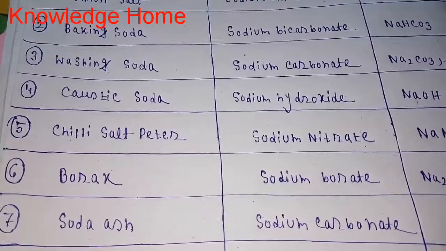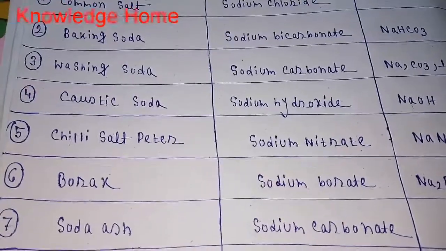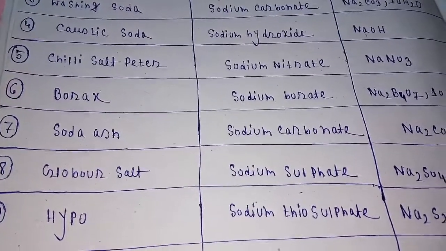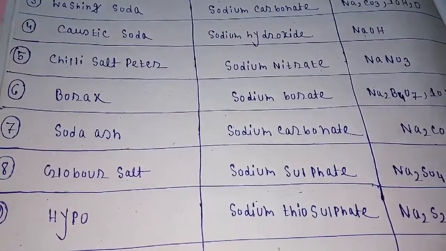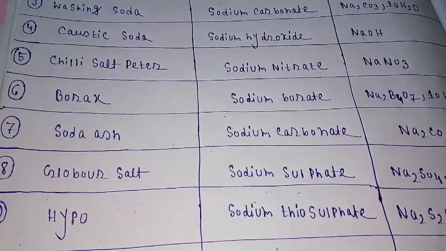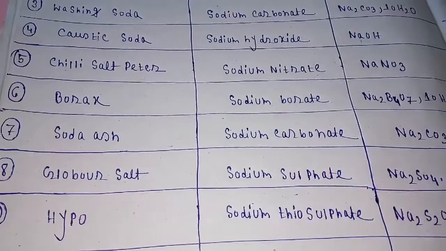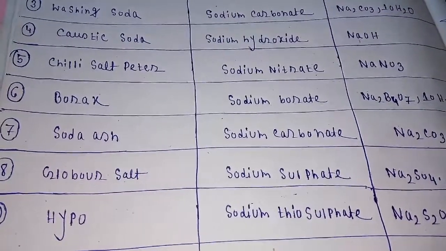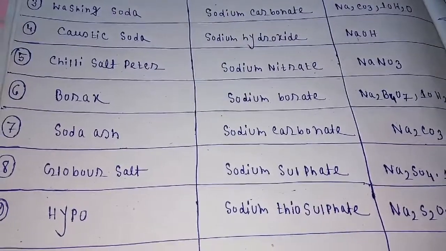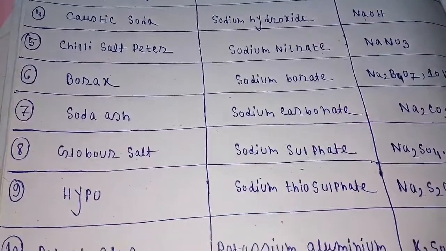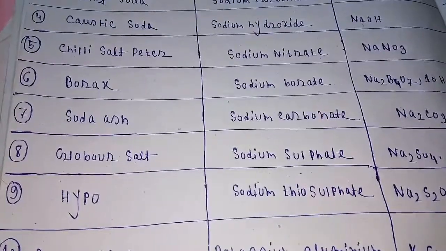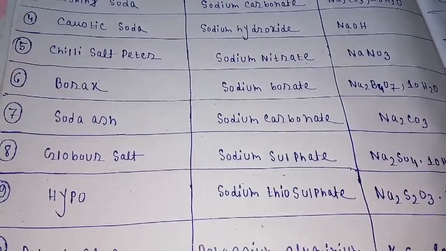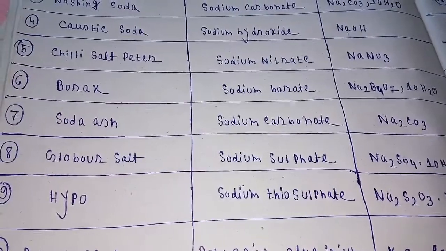Caustic soda, sodium hydroxide, NaOH. Chile saltpeter, sodium nitrate, and the formula is NaNO3. Next, borax, and the chemical compound name is sodium borate, and the formula is Na2B4O7·10H2O.